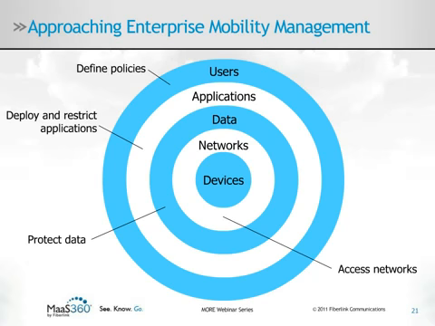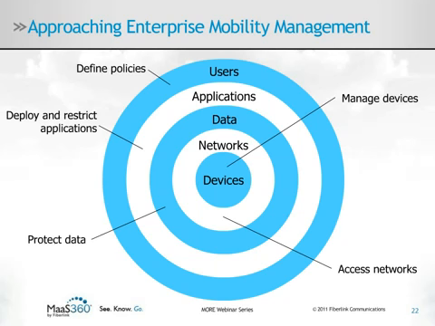At the network level, you're determining what public and private networks your mobile devices will use, and in the case of public networks, how the use of those networks will be paid for. And finally, at the device level, you're concerned with how to physically manage the device. How will you track it? How will you manage and administer it?